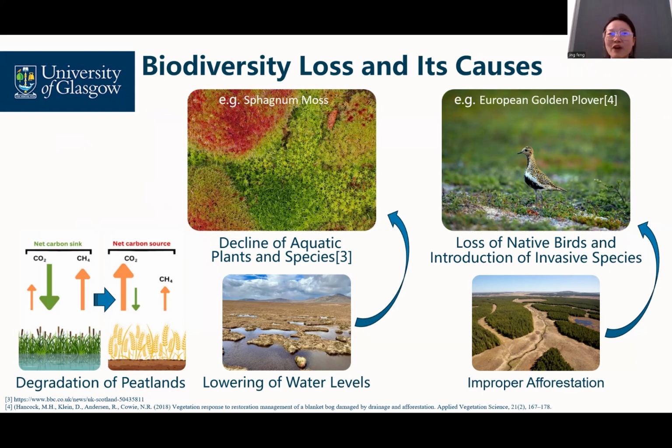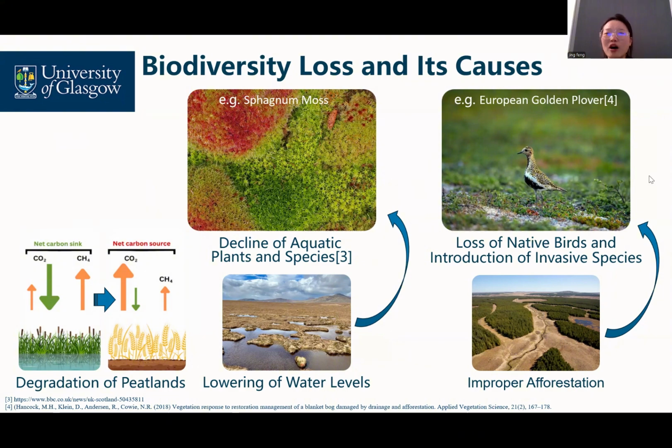Lowering the water level affects microbial activities, such as the methane-producing bacteria, which in an aerobic environment rapidly convert organic matter in the peat to carbon dioxide. This significantly reduces the carbon storage capability of the peatlands and leads to their degradation.